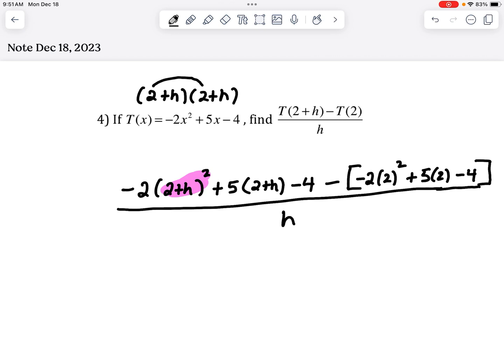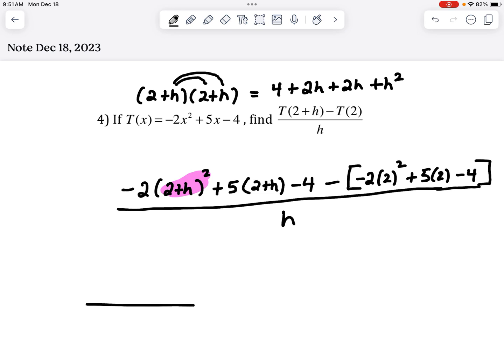So you distribute the 2, so that means there's going to be 2 times 2 is 4. There's also going to be 2 times h, so that's plus 2h. And now distribute the h, so that's going to be plus 2 times h. And the last one is going to be an h times h, so that's h squared. So that is going to replace the purple part.